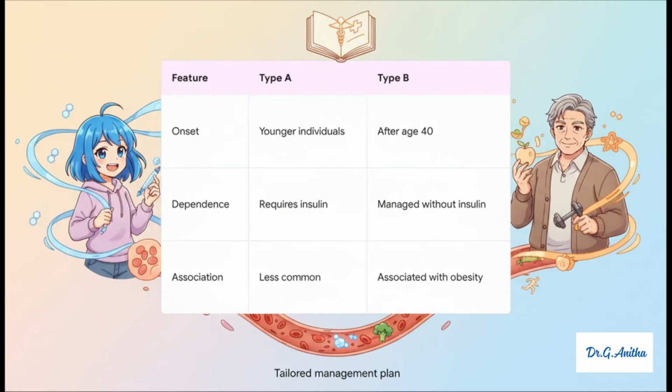Now, the source material here makes a distinction between two main types. It calls them type A and type B. What it's describing is what we now commonly refer to as type 1 and type 2. Type A, or type 1, usually kicks in at a younger age and absolutely requires insulin. Type B, or type 2, tends to show up later in life, often linked to things like obesity. And making this distinction, it's the very first step in figuring out the right way to manage it.